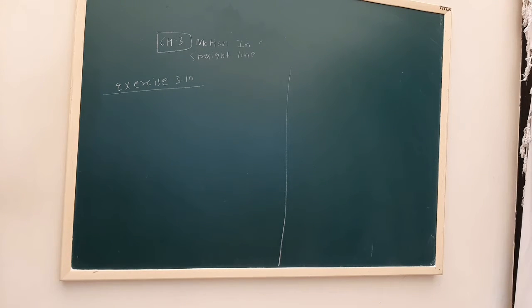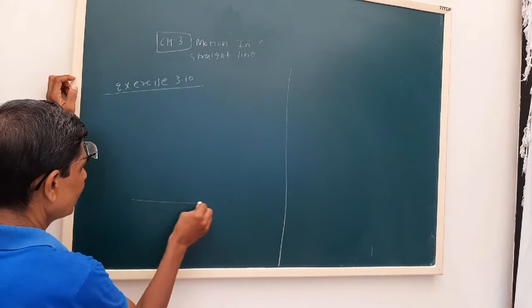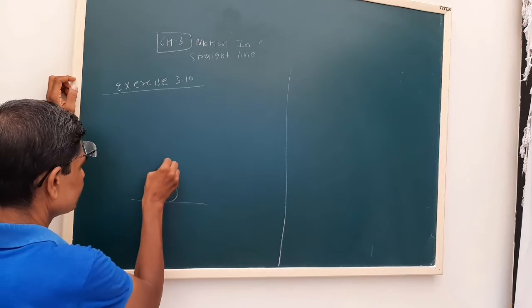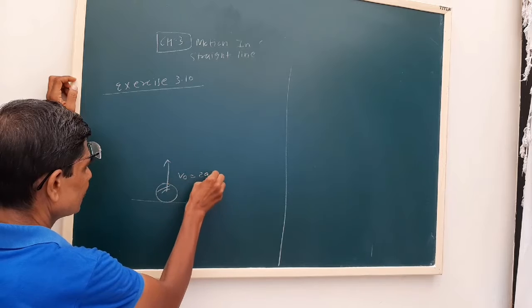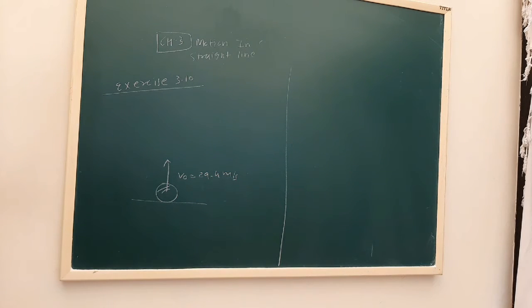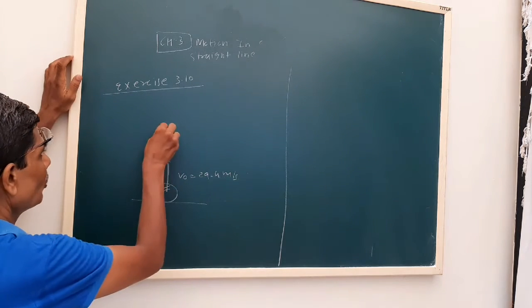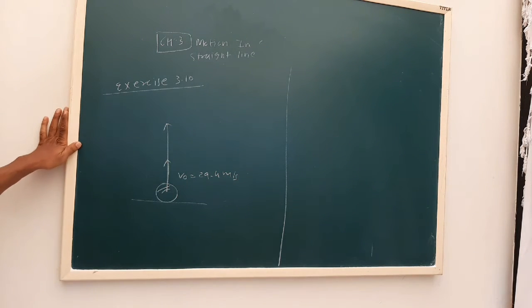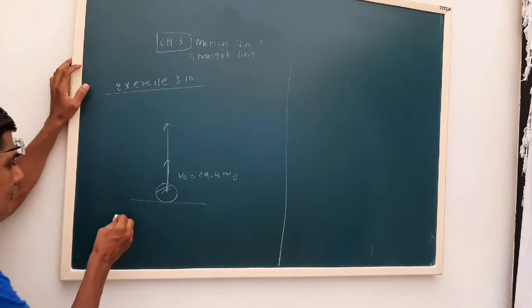Now the exercise number 3.10 says the player throws the ball in vertically upward direction with 29.4 meter per second. See, we have to find out a number of things here. What is the direction of acceleration? See, the ball is thrown in upward direction, but the gravitational acceleration is always in downward direction.